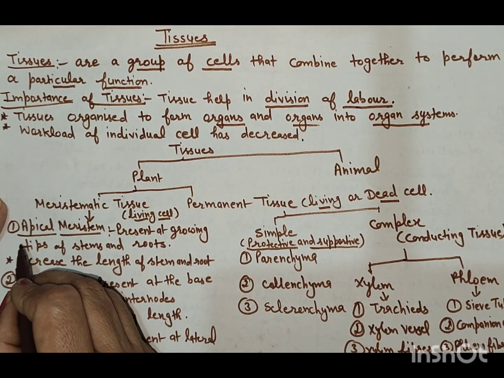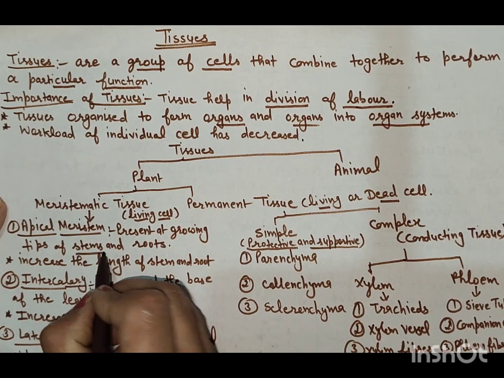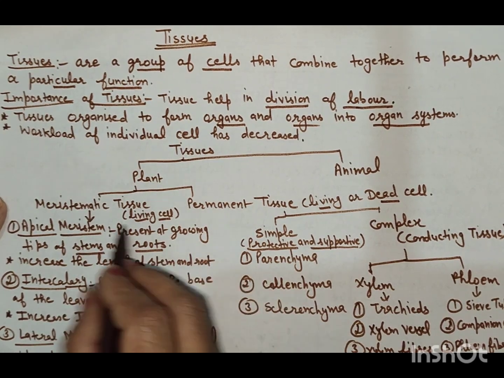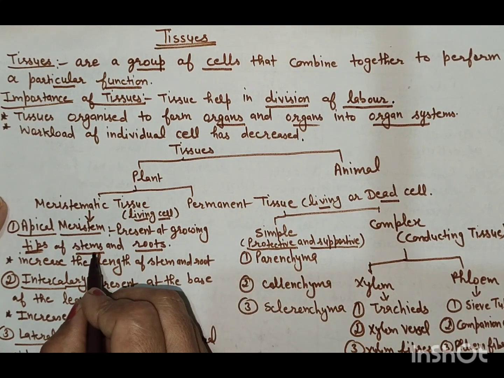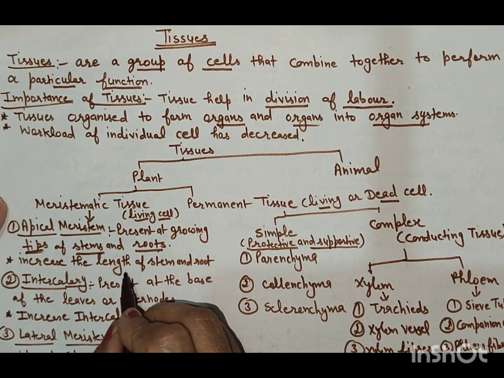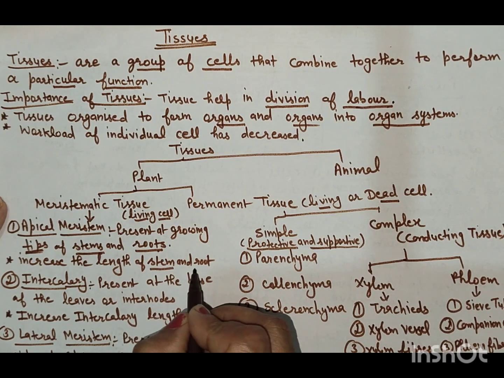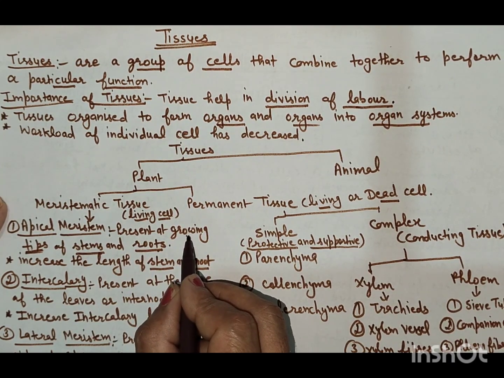Apical meristem. Apical meristem is present at the growing tips of the stems and roots. That's why it increases the length of the stem and root, because it is present at the growing tips.